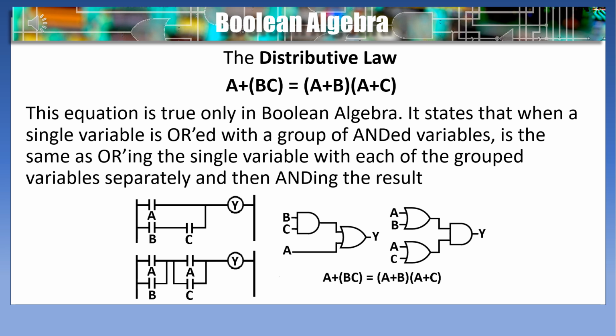This distributive law equation is only true in Boolean algebra. It states that when a single variable is ORed with a group of ANDed variables, it's exactly the same as ORing the single variable with each of the grouped variables separately and then ANDing the result.